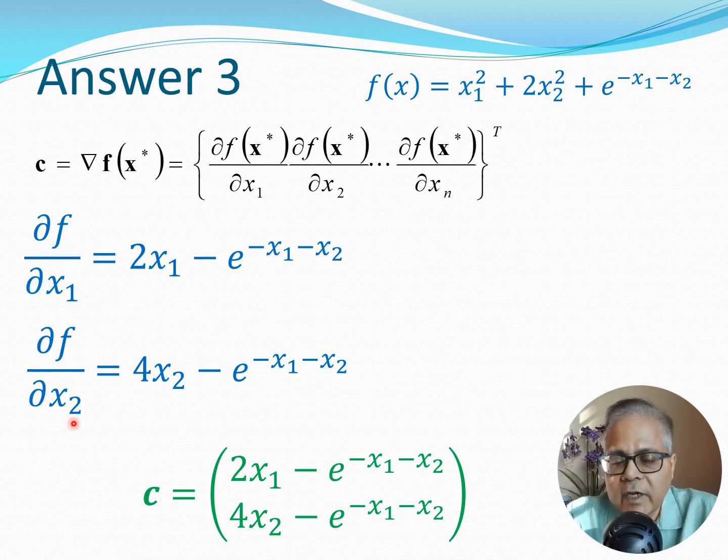Now if we take df by dx2, then we are going to get 4x2 minus e to the power minus x1 minus x2. Again, in the case of the second partial derivative, I treat x1 to be a constant, so the derivative of the term x1 square is going to be 0. Now once I get these two derivatives, I can write it in a vector form. So c will be this vector. The first term is going to be df by dx1, and the second term is going to be df by dx2, as given in this particular definition. Remember, this definition has the transpose here, which is used to make it simple to write out that expression for c.